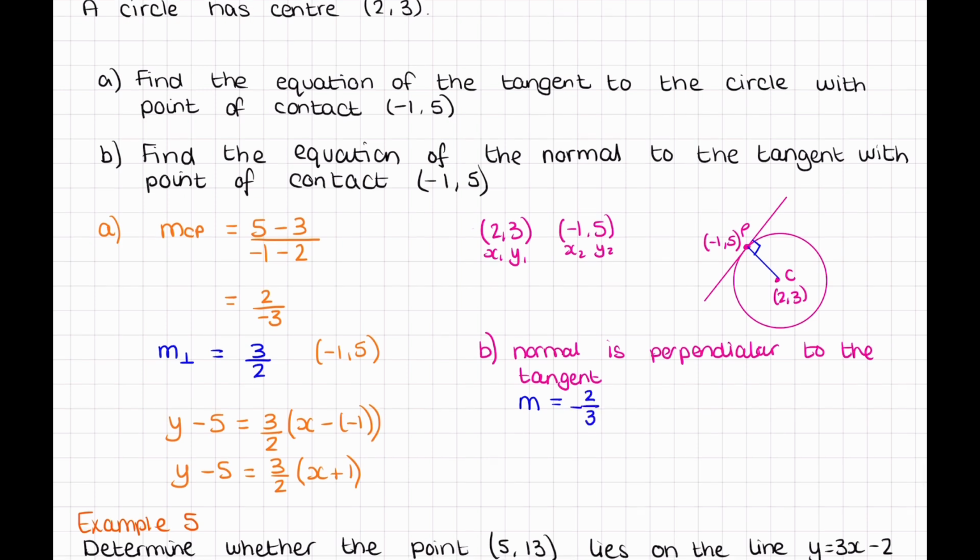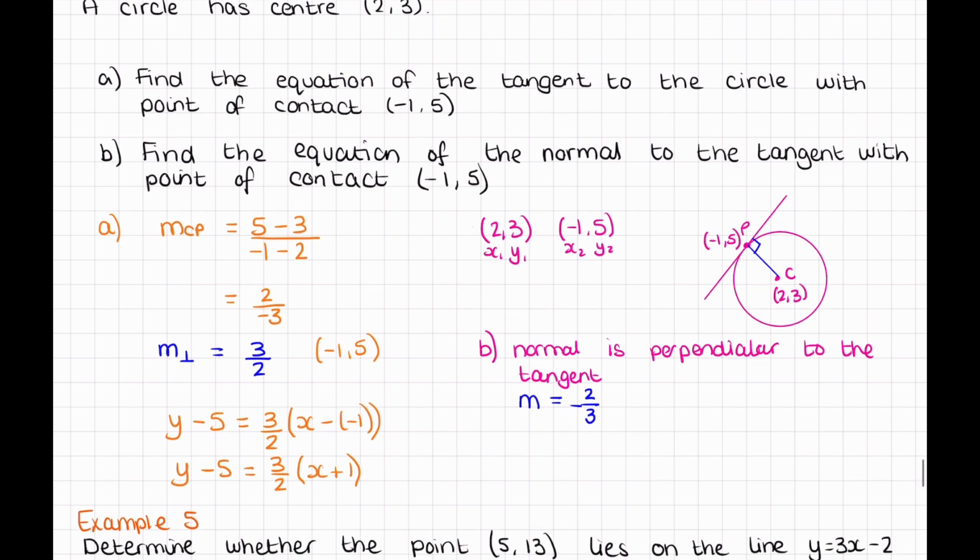And now we need a point to sub into our equation. But we actually have 2 points on the line. We have the P and the C. So you can pick either of those to substitute in. Doesn't matter which one you use. So you could use negative 1, 5, or you could use 2, 3. And both answers would be correct if we just put it into our point gradient form.